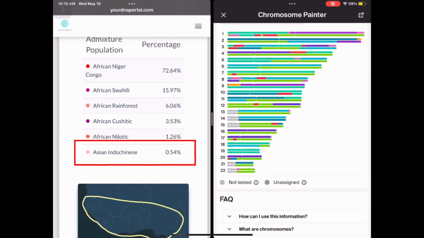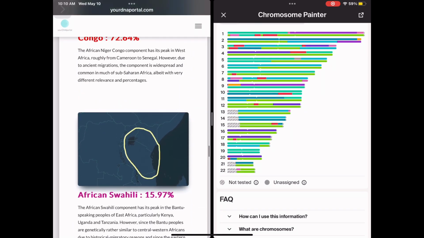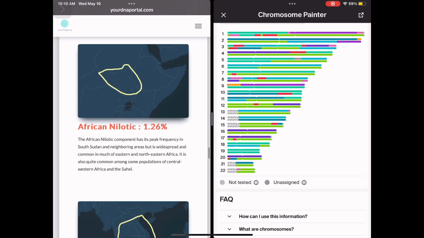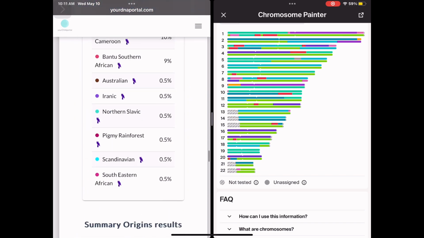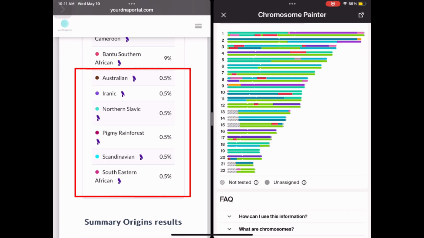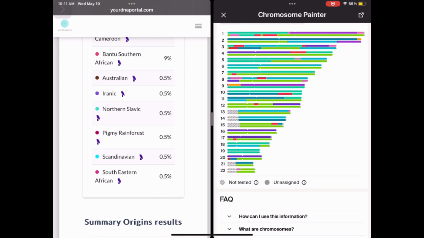Chromosome 14 shows Asian Indo-Chinese at 0.54%. And then in-depth origins shows 0.5% for the following: Australian, Iranic, Northern Slavic, Pygmy Rainforest, Scandinavian, and Southeastern African.